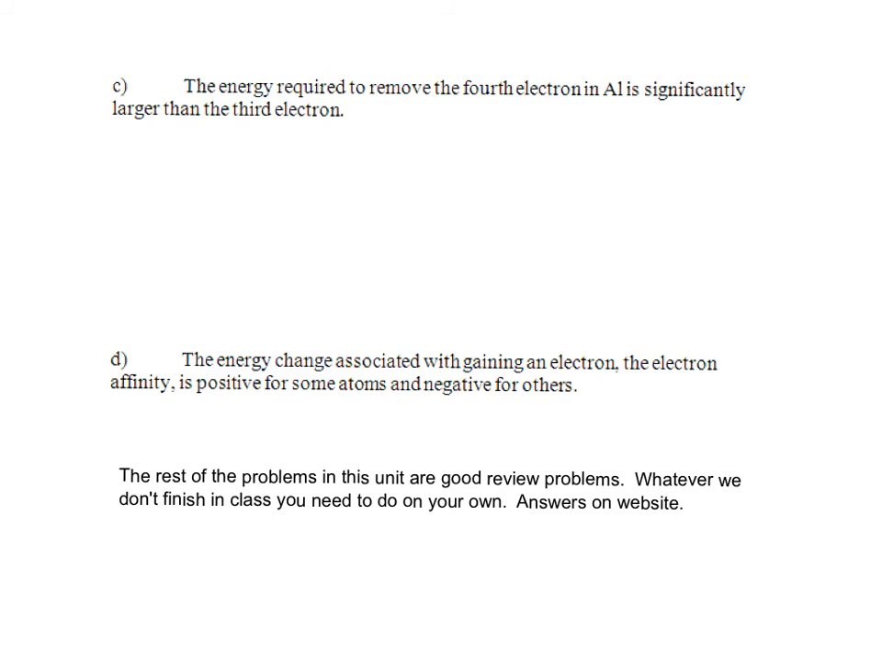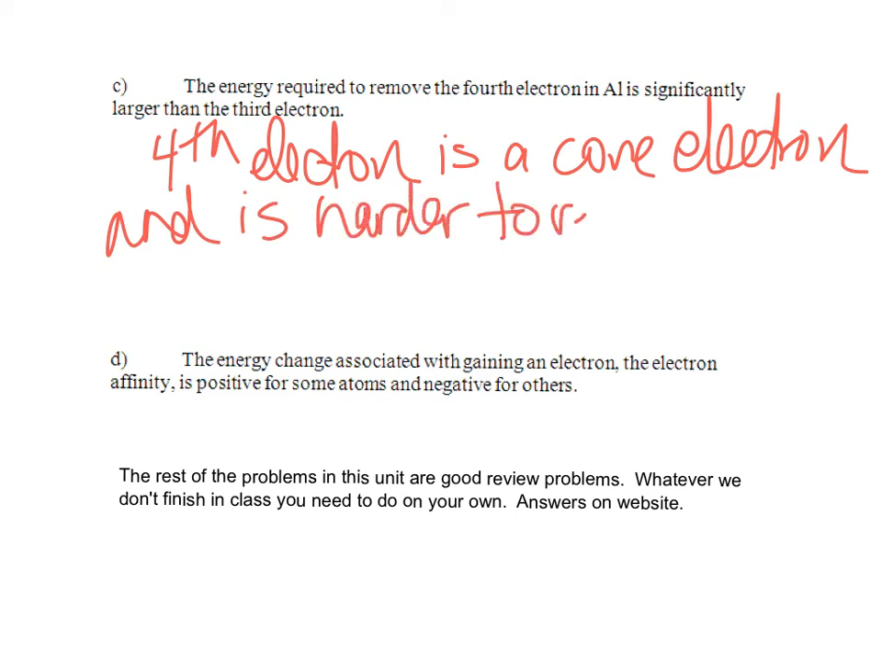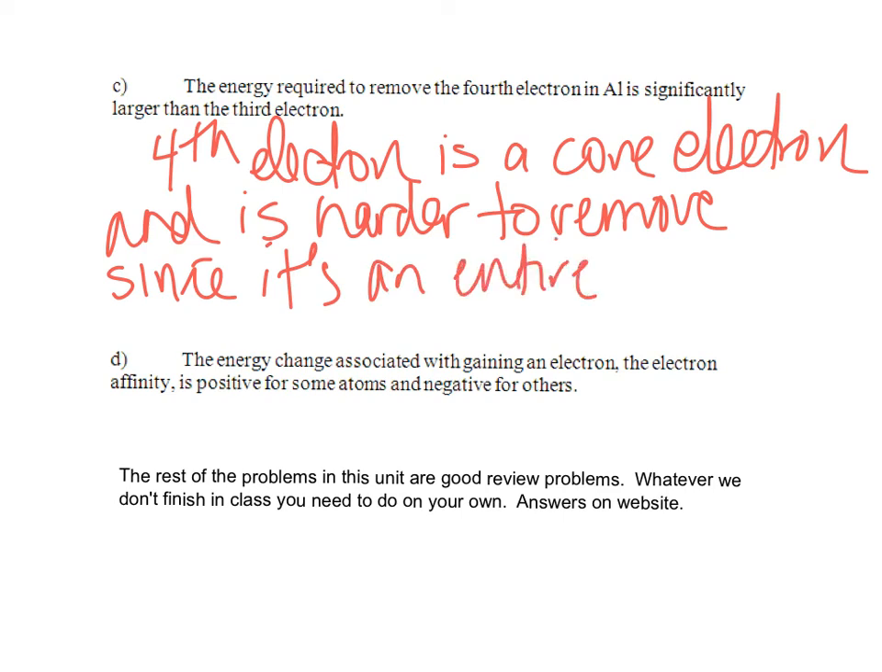Okay, the energy required to remove the 4th electron in aluminum is significantly larger than the 3rd. Well, why is that? The 4th electron is a core electron and is harder to remove since it's an entire energy level closer.